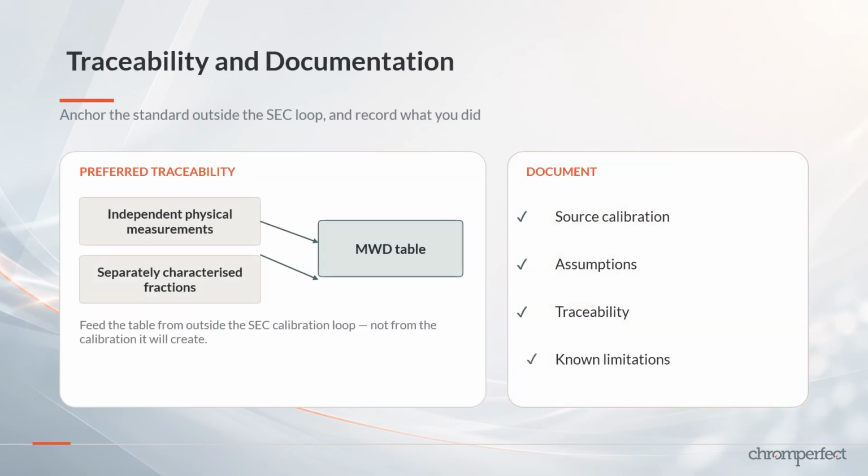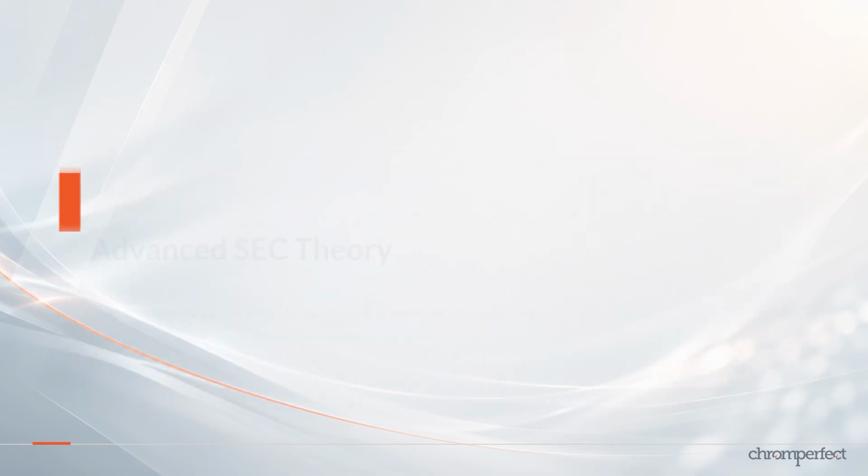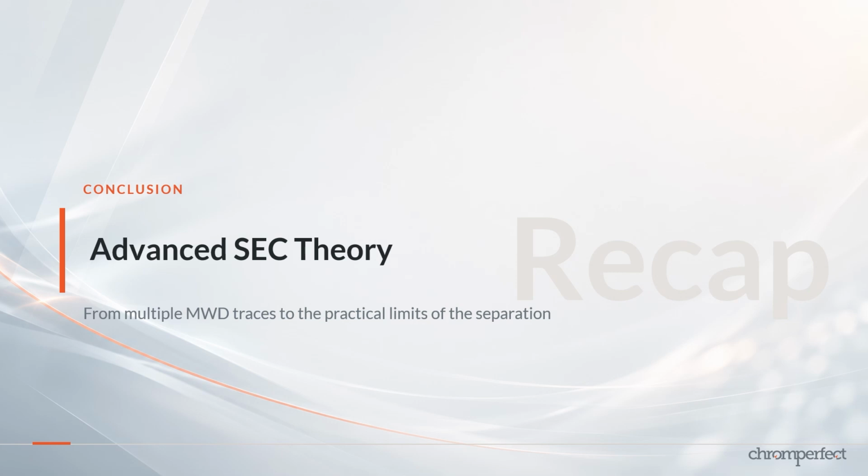Ideally, the broad standard should be characterized using independent physical measurements or fractions whose molecular weights have been established separately. When an MWD table is derived entirely from an existing chromatographic method, the traceability and limitations of that method must be documented. Conclusion: advanced SEC interpretation requires more than reading one molecular weight value from a report.